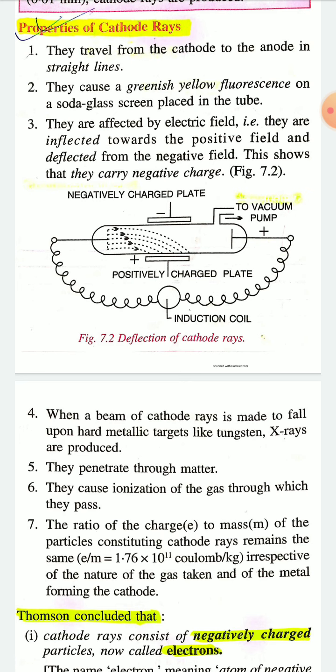These are the properties of cathode rays, and some important properties are: they travel from cathode to anode in a straight line, they are deflected towards the positive electrode, they can ionize the gas through which they pass, and the charge to mass ratio of cathode rays is always the same, and the value is 1.76 into 10 to the 11 coulomb per kg.